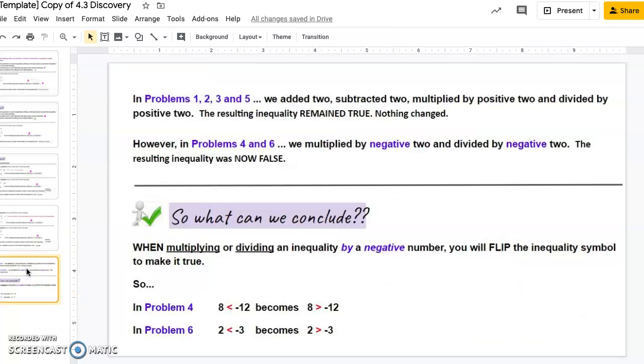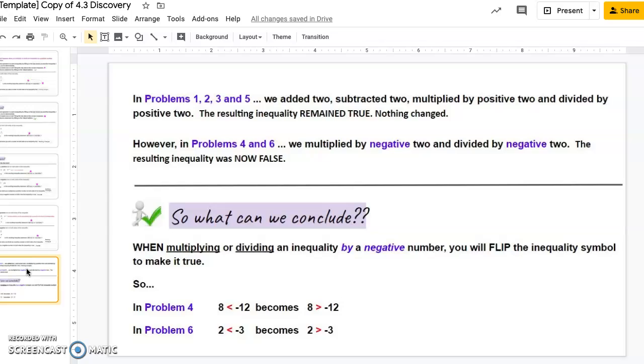On the last slide, I hope you read through it. Problems 1, 2, 3, and 5, we added 2, subtracted 2, multiplied by a positive 2, and divided by a positive 2. The results of the inequality remained true. Nothing changed. However, in problems 4 and 6, when we multiplied by -2 and divided by a -2, the resulting inequality was now false. So what can we conclude here?